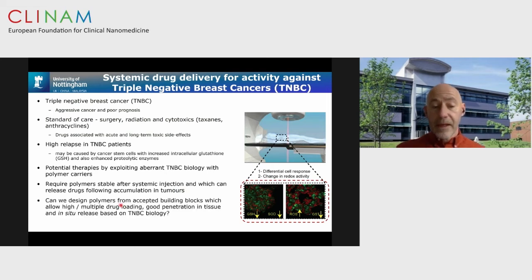So our goal particularly was to see whether we could design polymers from accepted building blocks which allow high or multiple drug loading, good penetration in tissue, and in situ release based on TNBC biology, particularly the biology that may have changed following radiation. So changes in redox species, glutathione, maybe actually increases in reactive oxygen species, reductions in glutathione S-transferase, and these changes in biology may take place over different timescales. So these were the goals we set ourselves.